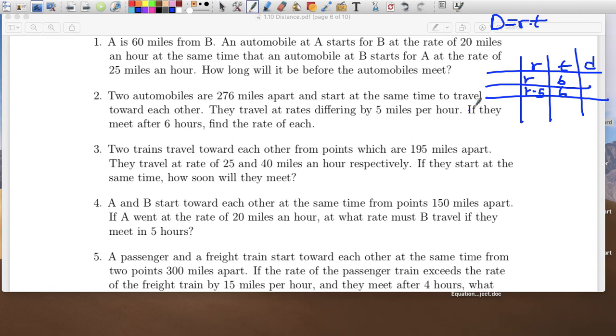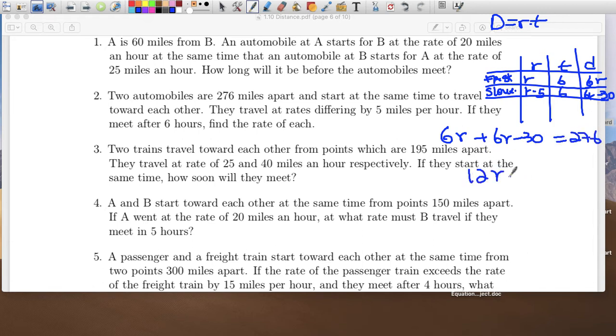And if I call this the faster one, the other one's slower, obviously, by 5 miles. So this is 6R. This is going to be 6R minus 30. And I know the distance they cover will equal 276. So we can write 6R plus 6R minus 30 equals 276.